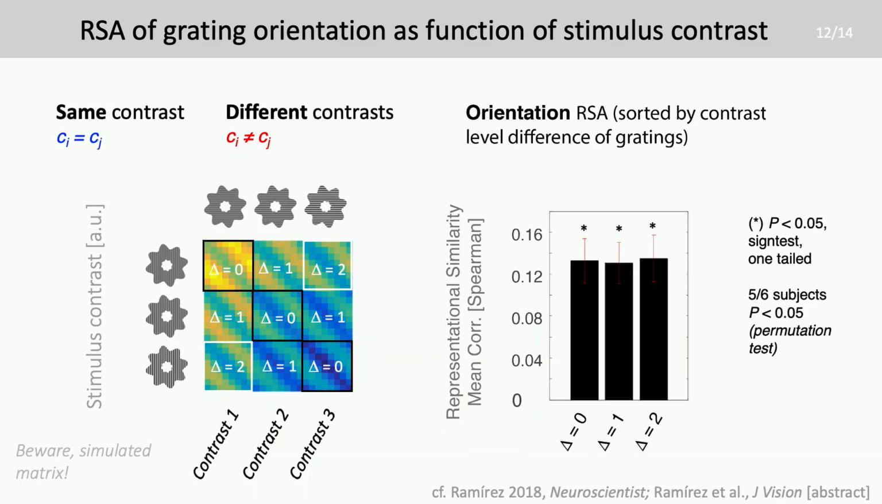This bar plot summarizes our results. Mean correlations with the orientation model template in the y-axis are shown as a function of the difference in contrast level of the stimuli in the x-axis.